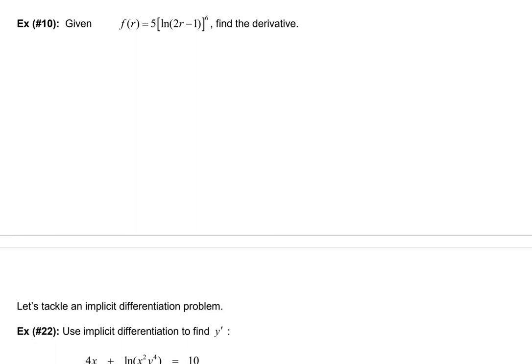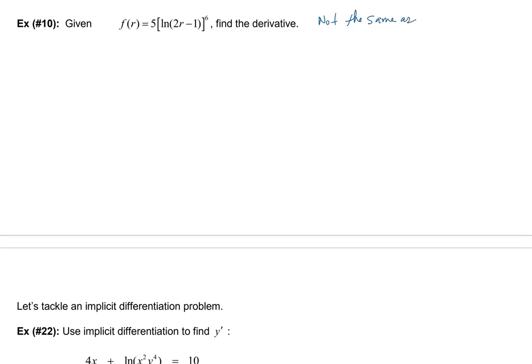So given f of r equals 5. Now notice the brackets and the sixth power outside the brackets. So this is an entire log function, the log of 2r minus 1. All of the log there is to the sixth power. So not the same, because this comes up in your homework, so I'm mentioning it.